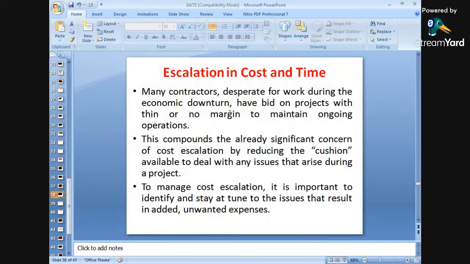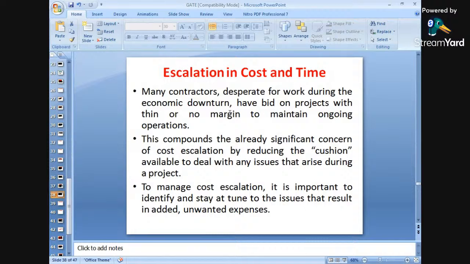That means there will be a rise and fall in the cost of a particular type of project. So this is cost escalations, and escalations in time also. To manage cost escalations, it is important to identify and stay attuned to the issues that result in added cost. That means we have to take care of the issues. We must see where the profit is less, and what criteria are to be considered to increase the profit.